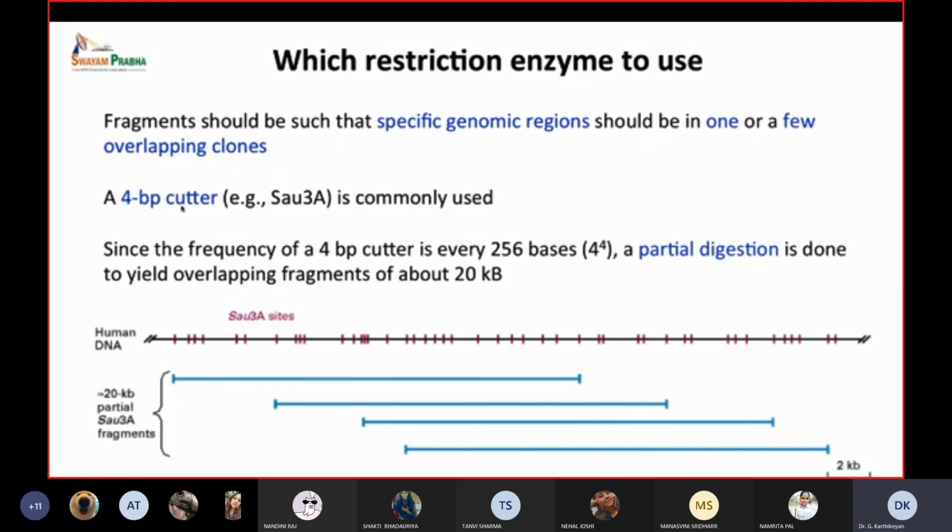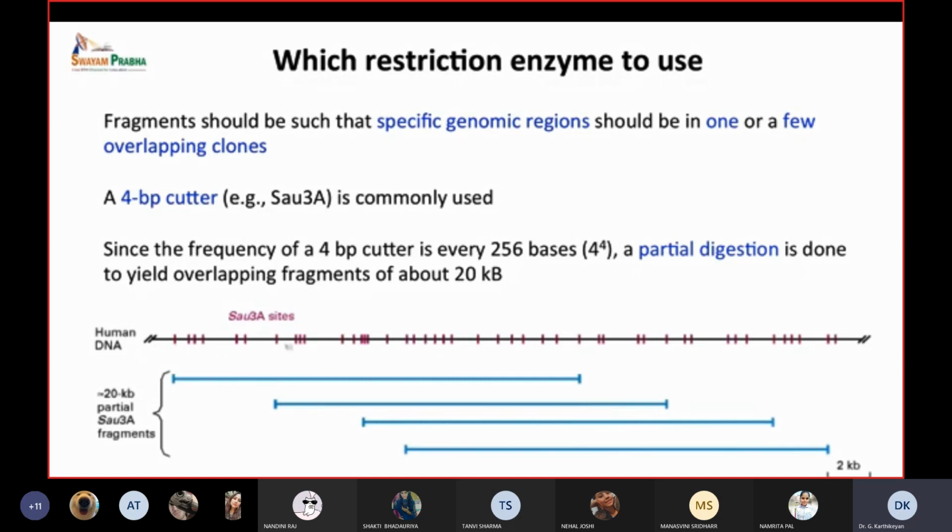So a 4-base pair cutter enzyme is generally preferred, and one of the commonly used enzymes is Sau3AI. The reason for choosing a 4-base pair cutter is as follows. We know that the frequency of a 4-base pair cutter site is every 256 bases, assuming an equal distribution of nucleotides.